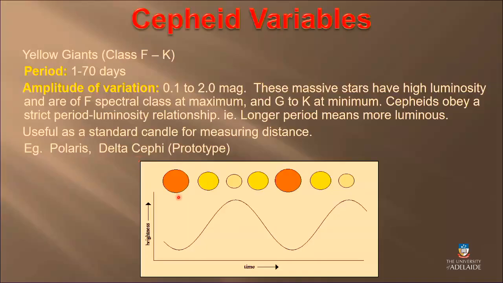So you can see there, when it's at its maximum size, it is at minimum luminosity. And then when it's at its smallest size, it's at maximum luminosity. And it's a very regular wave shape. So it's very predictable.